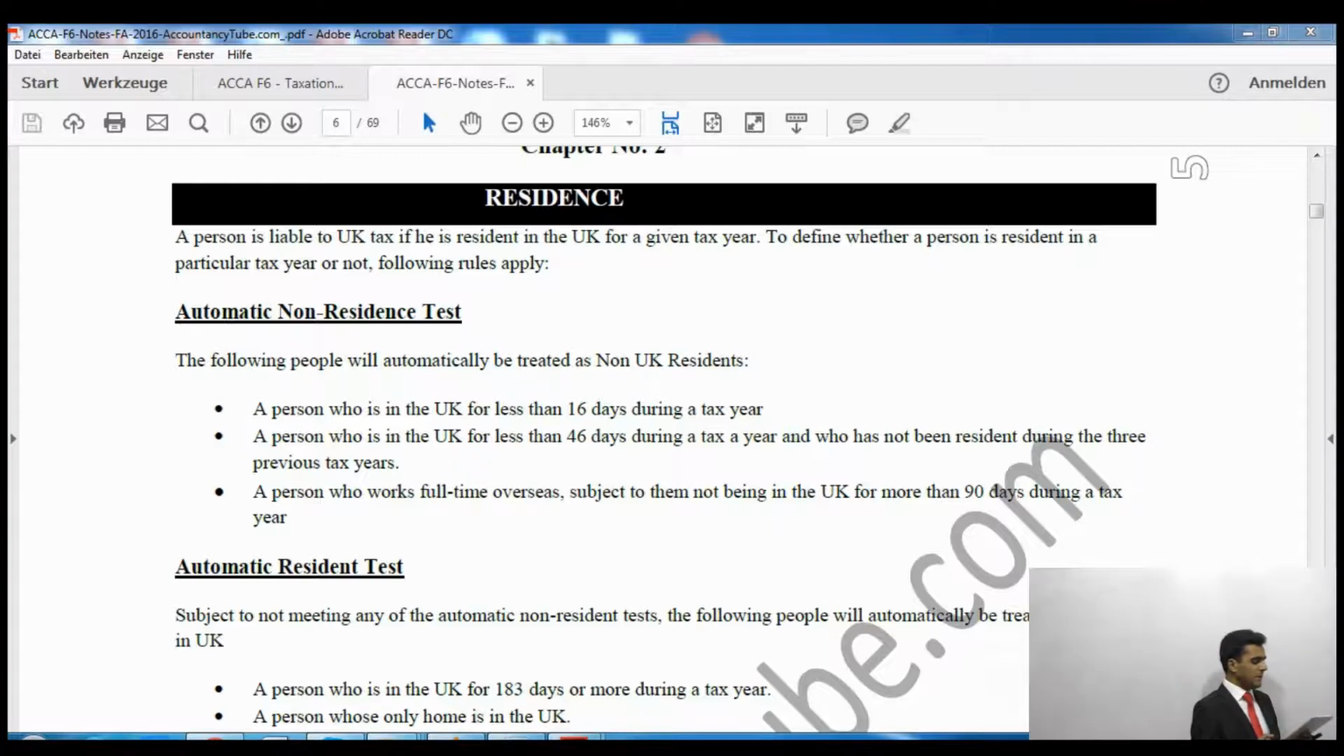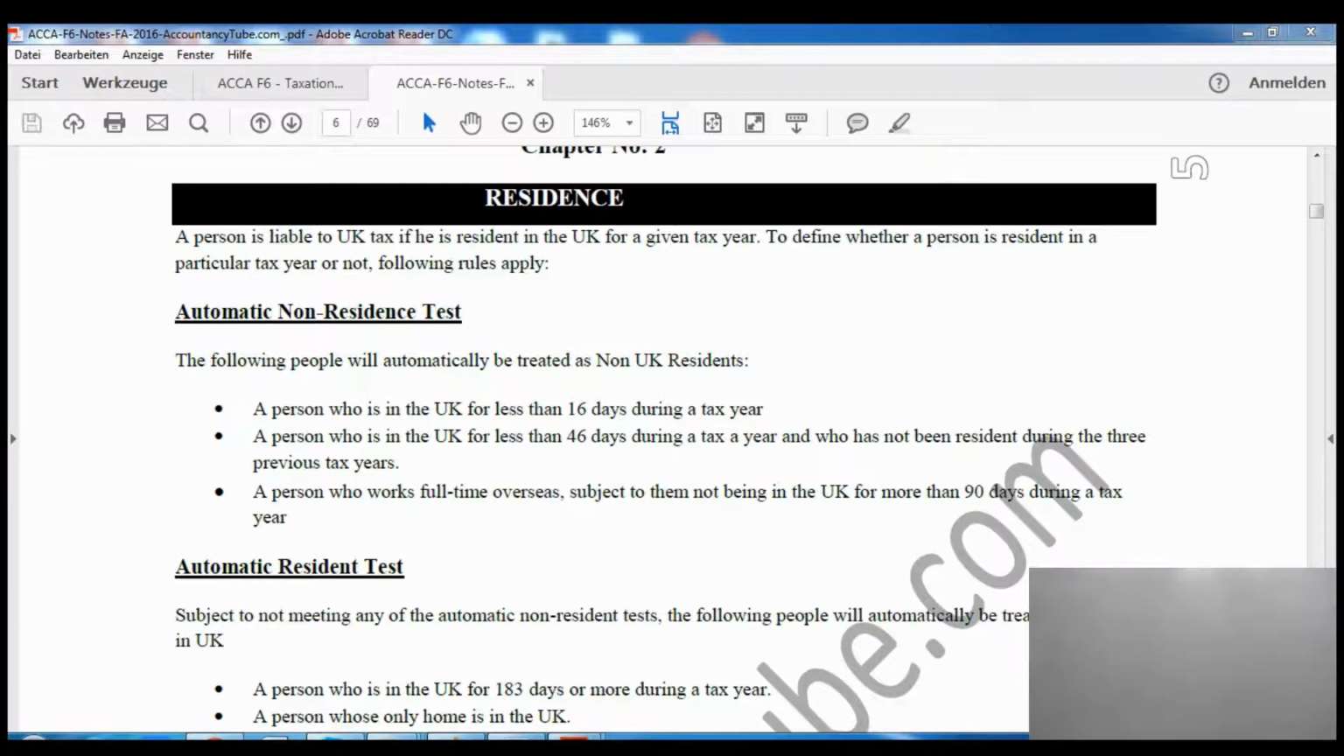Now hang on, what is the difference between this one and the previous one? In the previous one it says 16 days, if you spend less than 16 days, but it does not tell us anything about the status of the previous years. Whereas the second test says if you have spent less than 46 days in the tax year and you have not been UK resident in the previous 3 tax years, only then you will be automatically non-UK resident.